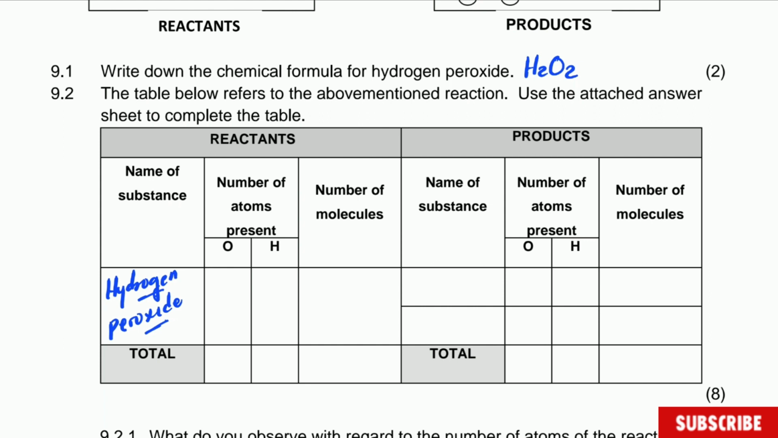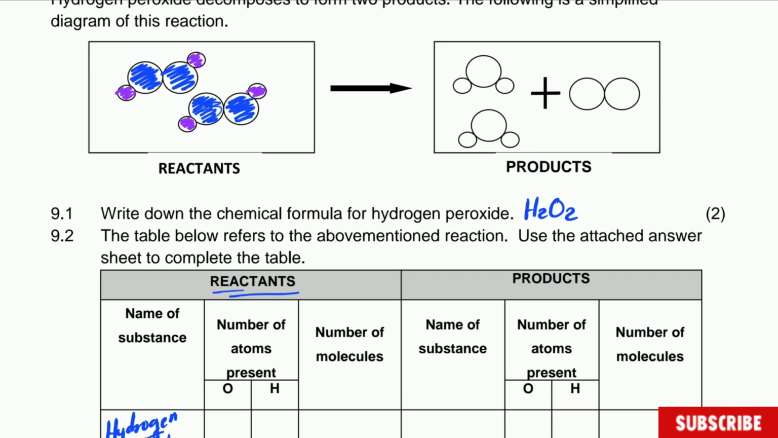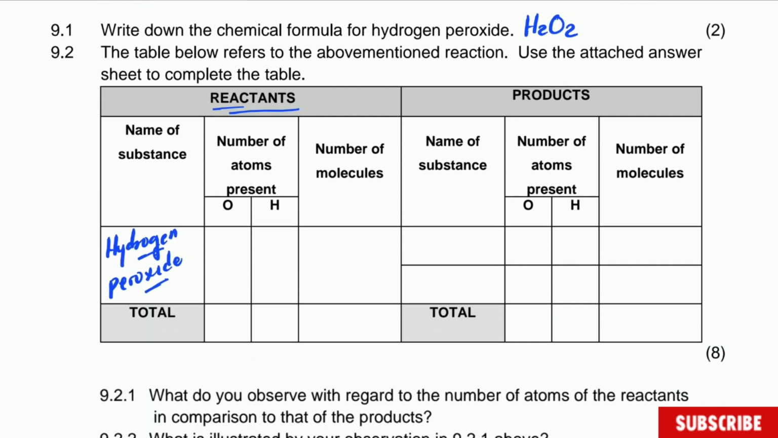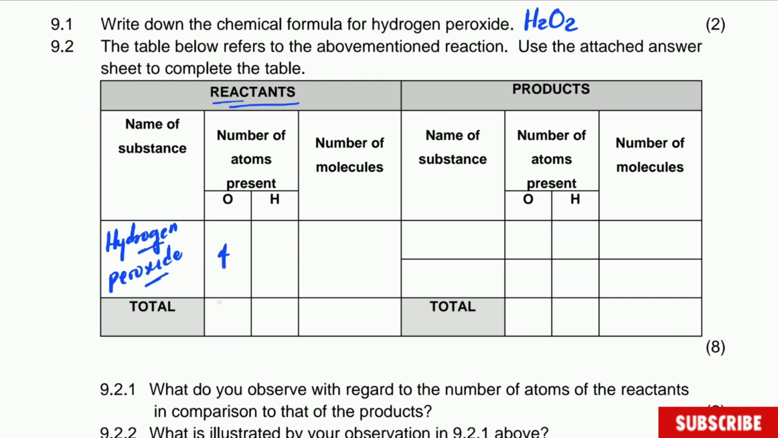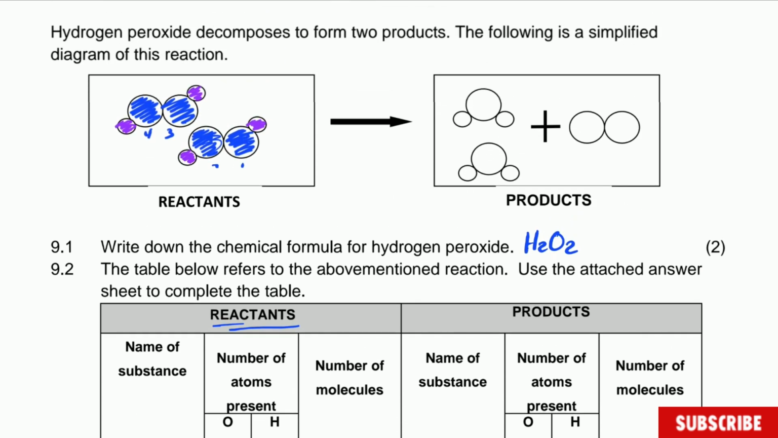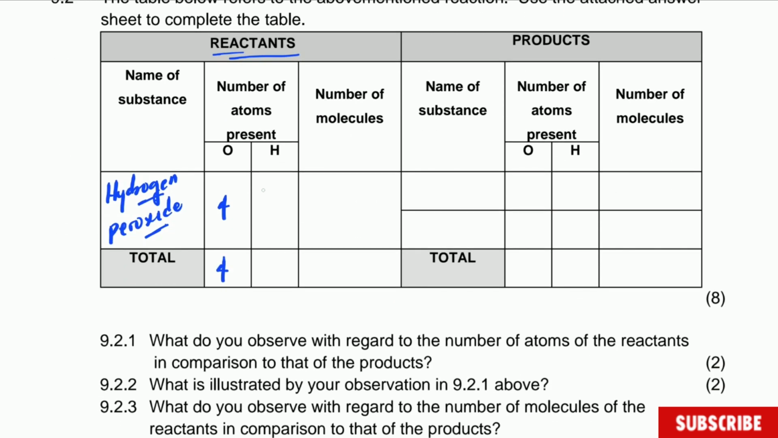Number of atoms of oxygen, they are 4. We're talking about the reactants, so be careful. If you go to the reactant, you have 1, 2, 3, and 4. You have 4 atoms of oxygen, so it's 4 there, and you have 4 as a total here. Now the hydrogen, you also have 4. We're talking about the reactant. If you go there, you have 4, and you have 4.